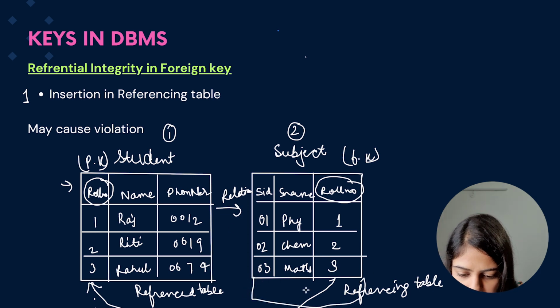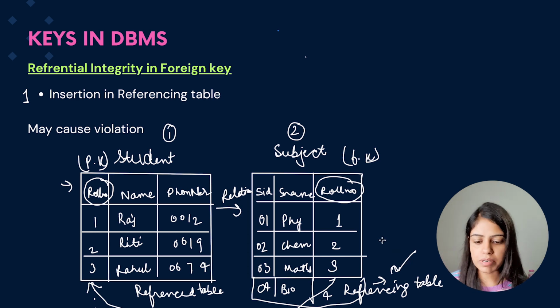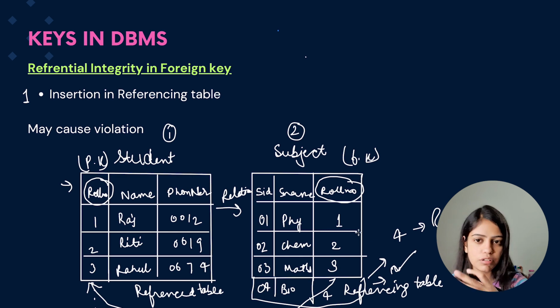Consider that I want to insert some details in the referencing table. Consider SID is 4, subject is biology, and roll number is 4. So would it cause any violation or what would happen? So see now what is happening is we are inserting a particular row in the referencing table. Now we have inserted this particular row in the referencing table, but is any student present in the student table whose roll number is 4? Is there any student who is having a roll number 4 and is present in the student table? There could be a possibility, there couldn't be a possibility, right?